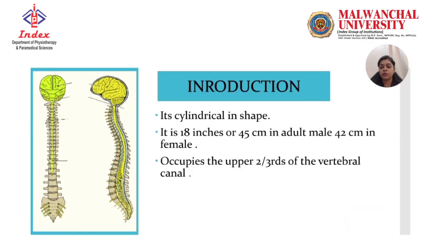So first of all, we will talk about the shape and size. It is cylindrical in shape and it is 18 inches, that is, in an adult male it is 45 centimeters, or in a female it is 42 centimeters. And as we can see, it occupies the upper two-third of the vertebral canal.